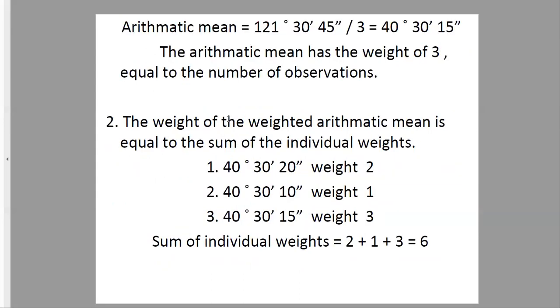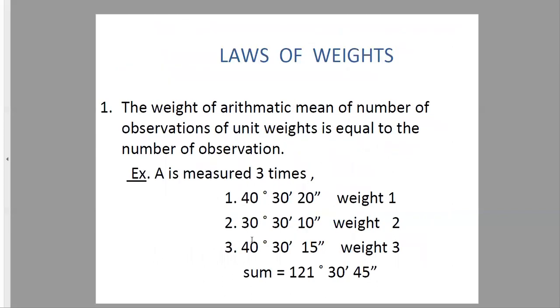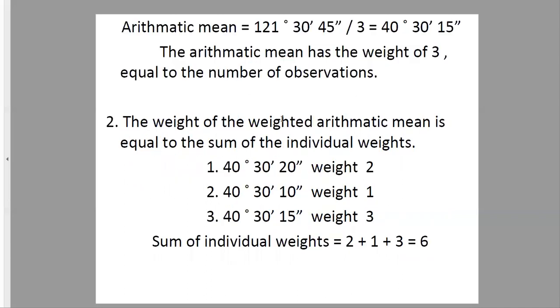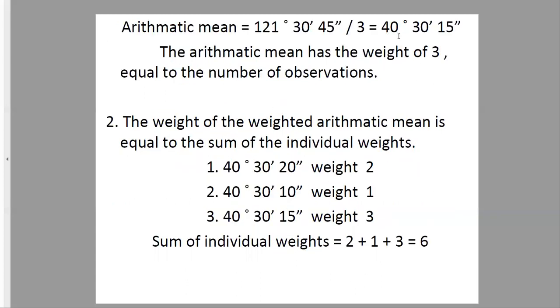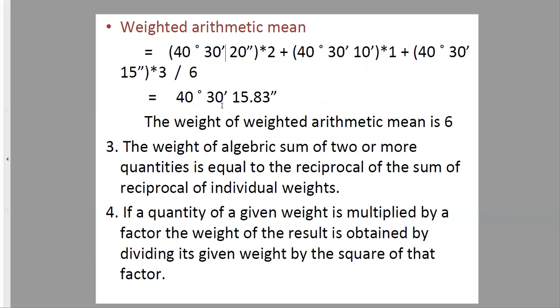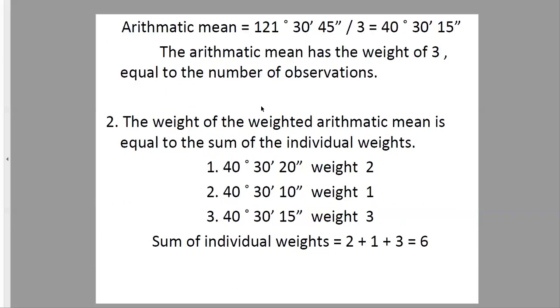You can clearly find this is different from what we calculated earlier as the simple arithmetic mean, that is with weights 1 to 1. That is 40 plus 30 plus 40, which will become 1 to 1, 30 degree 45 minute, and this will be divided by 3. So it will become 40 degree 30 minute and 15 seconds. Clearly the difference is quite high. Here 40 degree 30 minute 15 seconds, and here 40 degree 30 minute and 15.83 seconds.